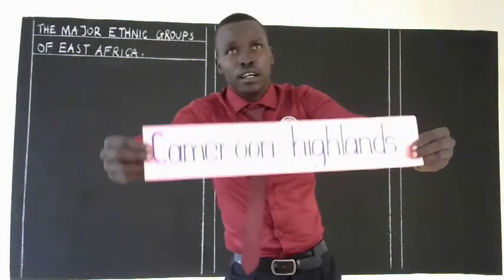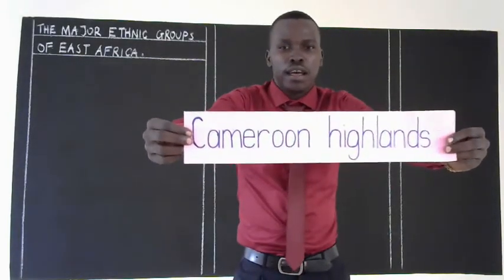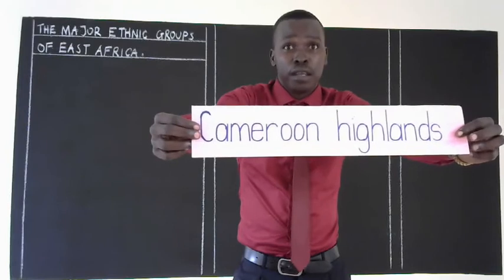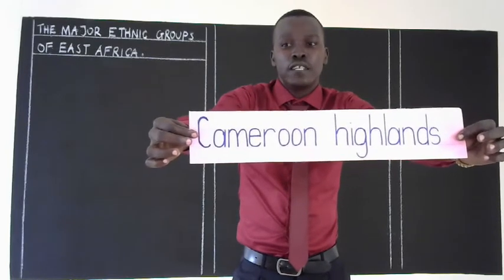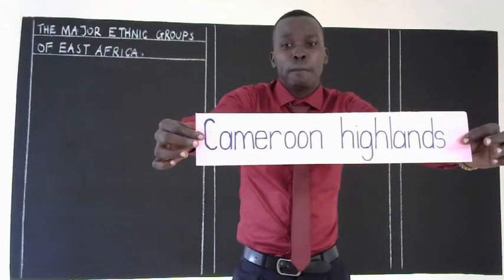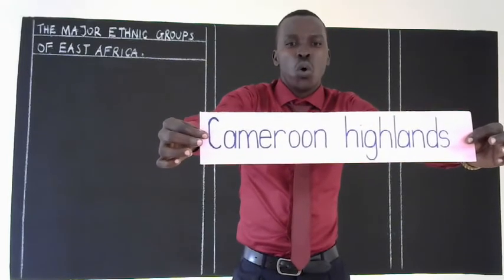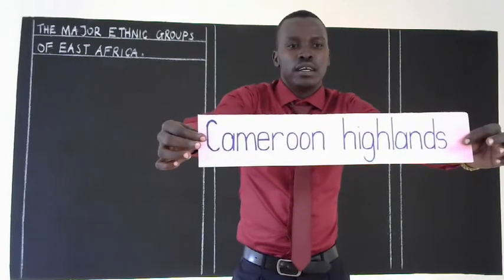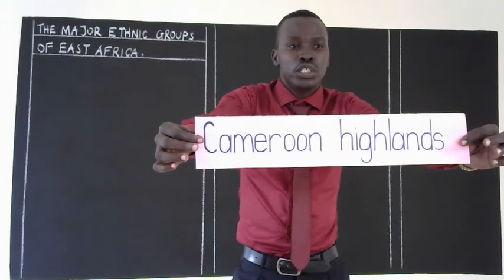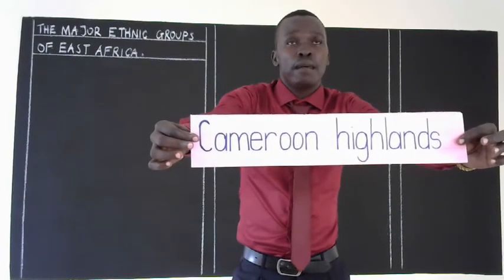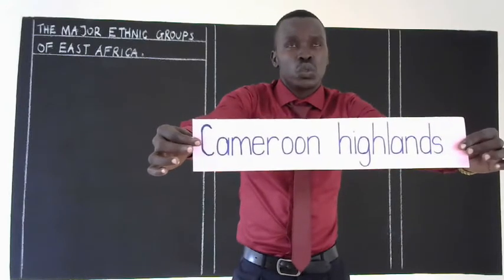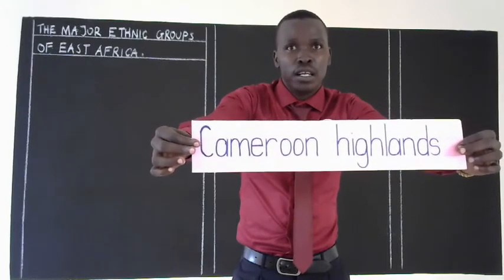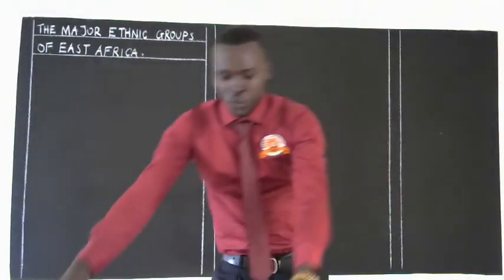Let's look at this long one. This is Cameroon Highlands. How do you say Cameroon Highlands? Let us spell C A M E R O O N. That's Cameroon. H I G H L A N D S. Highlands. So the whole word is Cameroon Highlands. Can you say Cameroon Highlands? That's good.